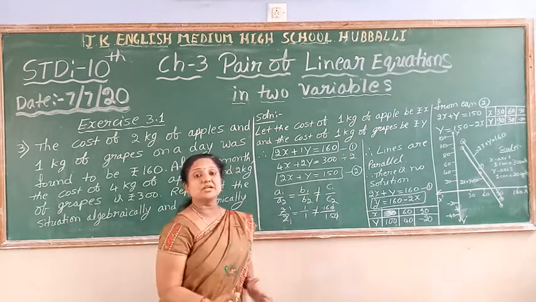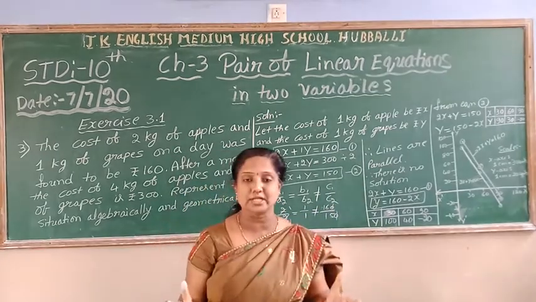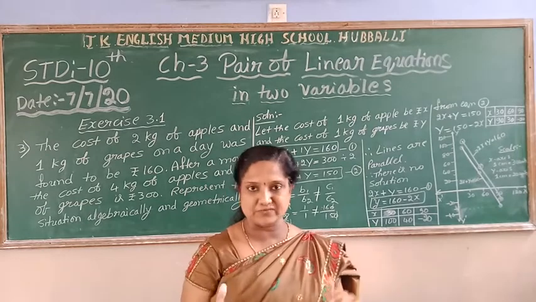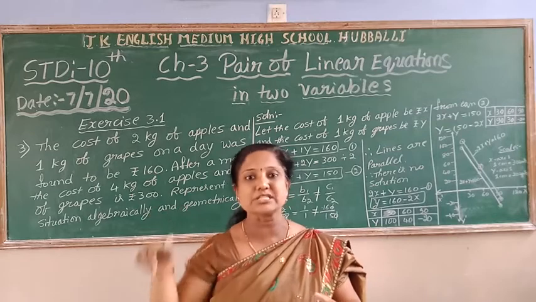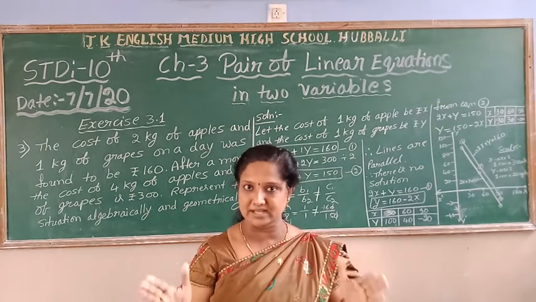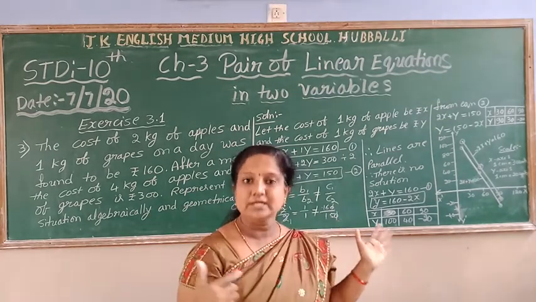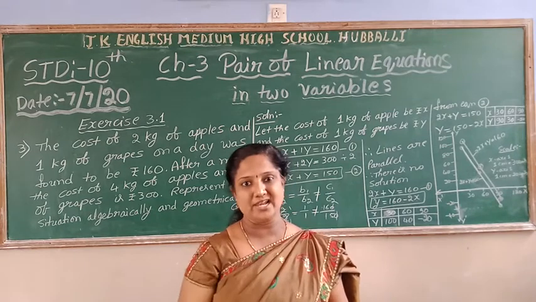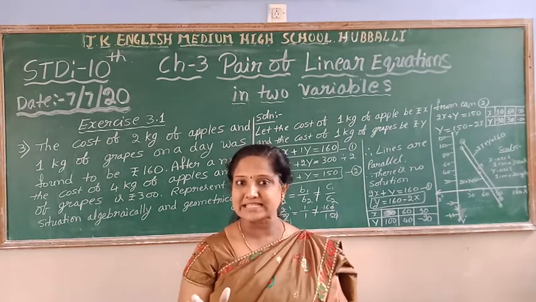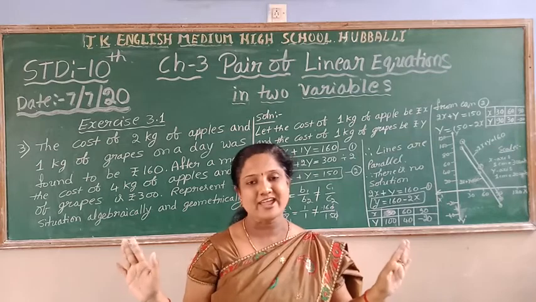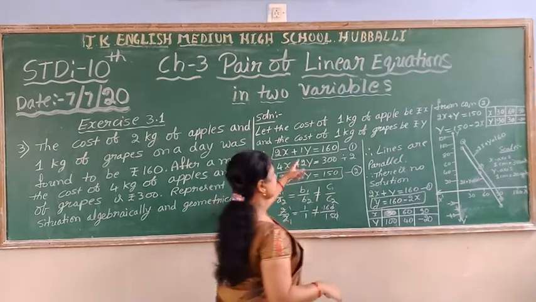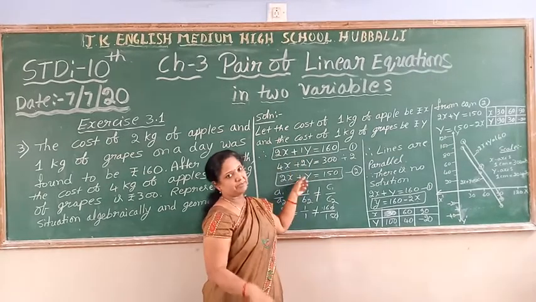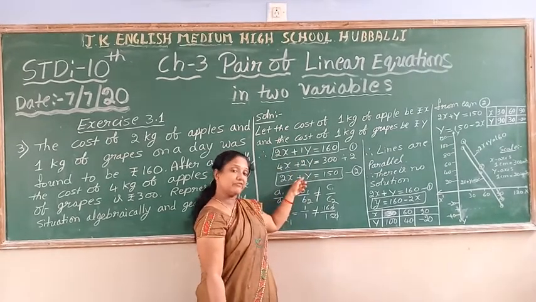Already I told you children, if this condition is satisfied, that is A1 by A2 is equal to B1 by B2, which is not equal to C1 by C2, then the lines are parallel lines. If the lines are parallel lines, there is no solution for x and y. Now I have represented these two equations algebraically, but I also have to represent them graphically.